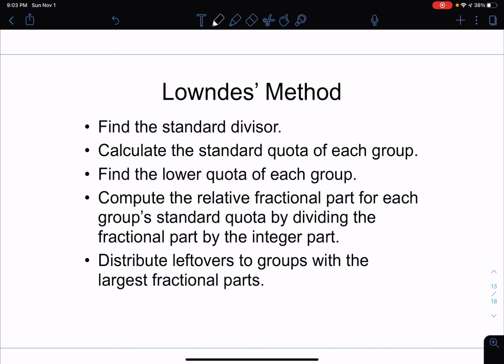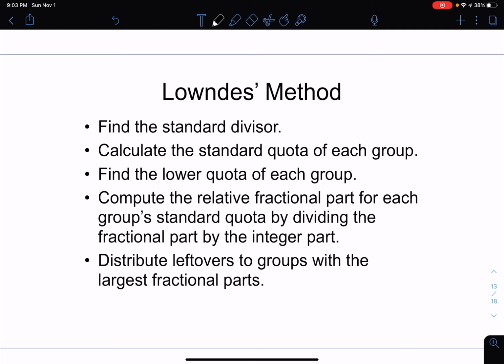So Hamilton's method was favoring states with larger population, but Lowndes' method will favor states more often with smaller populations. Because in a smaller state, extra seats are going to be awarded to the state with the largest fractional part, which is going to more likely happen when your integer part is smaller compared to those larger states. So more often it helped those Connecticut and Rhode Island type states.